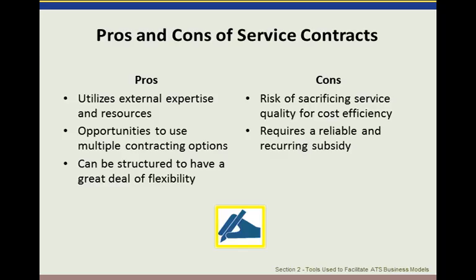One of the things you can find is that the service contractors might risk service quality for cost efficiency. And the big downside of a service contract is, again, it requires a reliable and reoccurring subsidy. I think we mentioned earlier, very rarely does an ATS generate enough money to cover expenses. A service contractor might be able to defray expenses a little bit, but in general, the FLMA is going to pay almost the entire cost, if not the entire cost of the overall operation.